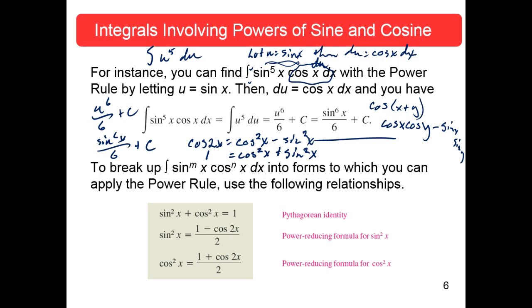Now, this is, of course, your Pythagorean identity. This is a power-reducing formula for sine squared. This is a power-reducing formula for cosine squared. Okay, so what's the big deal here? Well, the deal is you're going to use these when both m and n are even. If one of them is odd, we can use that. But if both of them are even, we've got to use this. And that's what we're going to get to. Okay, so much esoteric stuff.